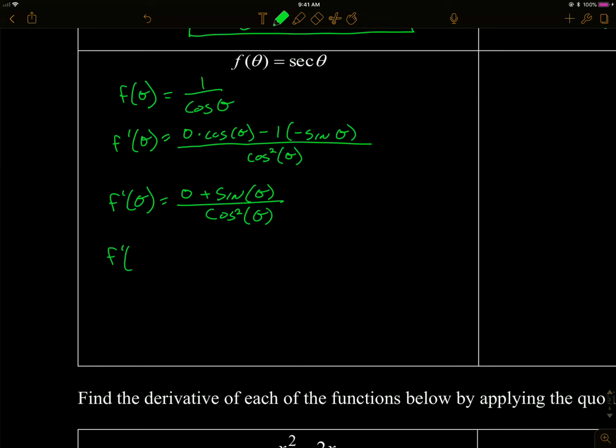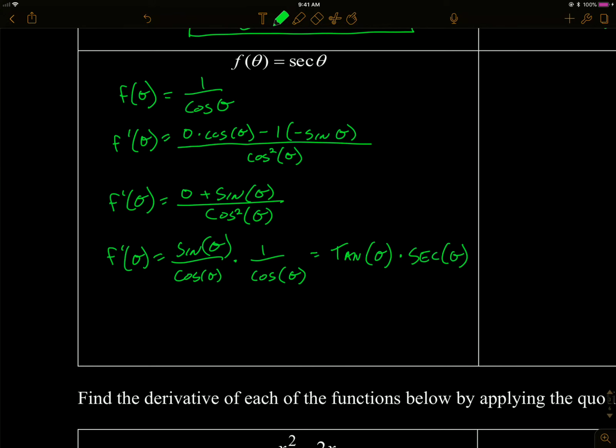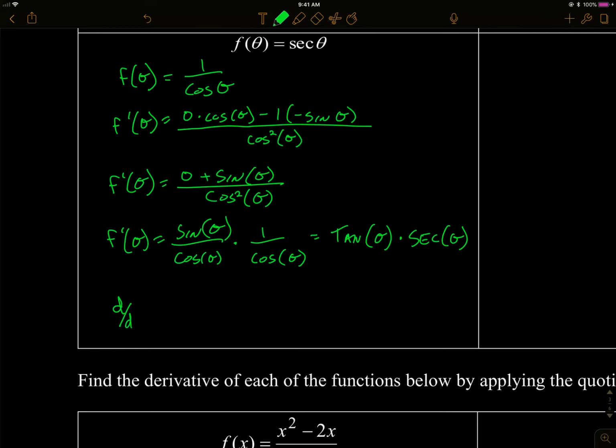So we're going to think of that as sine of theta over cosine of theta times 1 over cosine of theta. So we can rewrite it as tangent of theta times 1 over cosine, which is secant of theta. So now we know the derivative of secant. The derivative of secant is equal to secant theta times tangent theta.